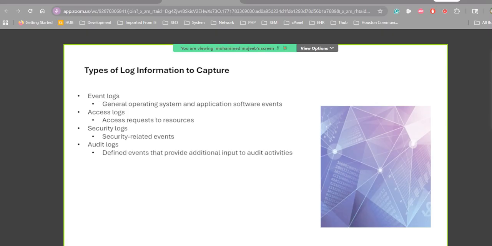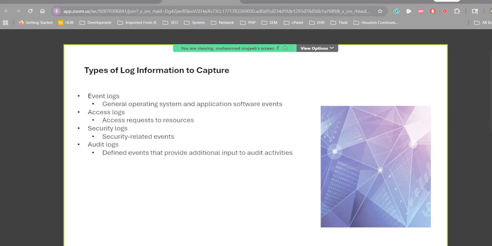Types of log information to capture: event logs, general operating system and application system software events like access logs, security logs, audit logs. So basically, there is a document created by NIST. It's called M2131. I'm going to put it in our chat so you can download it. M2131 gives you a good idea of exactly what all should be logged in your system. It's created by the federal government.